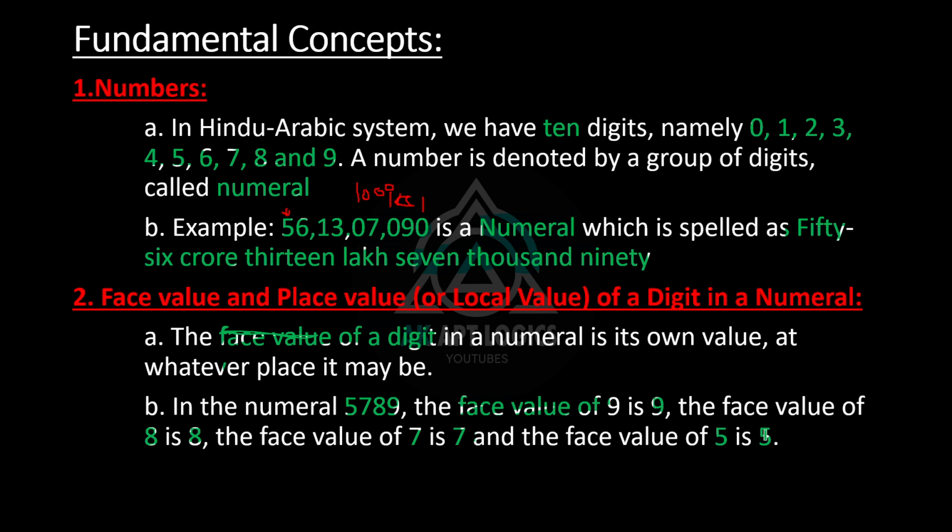If we have a question like, what is the face value of 9 in the number 5789, we have to say that the face value of 9 is 9. What is the face value of 5? We have to say that the face value of 5 is 5. That's it. Now let us discuss place value, which is also called local value.